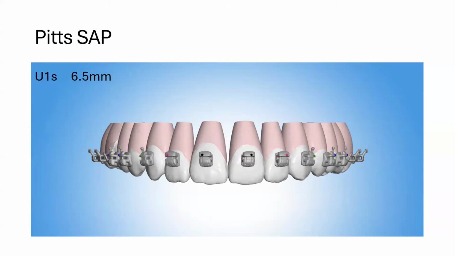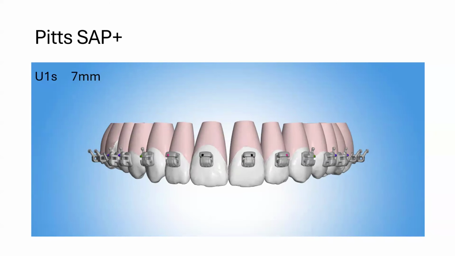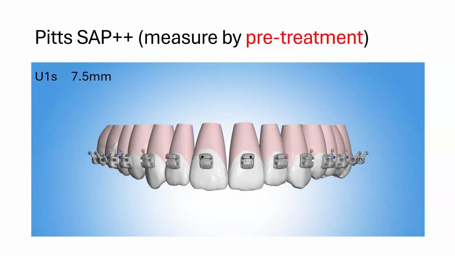This is a Pitts SAP setup. It's 6.5 millimeters, starting to look a lot better. There is a 7 millimeter, the SAP Plus. And here is a SAP that has this case at 7.5 millimeters.